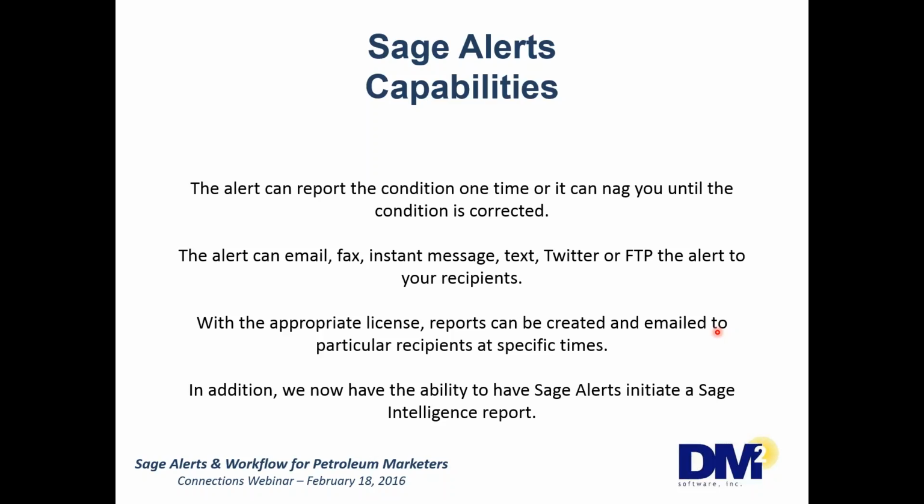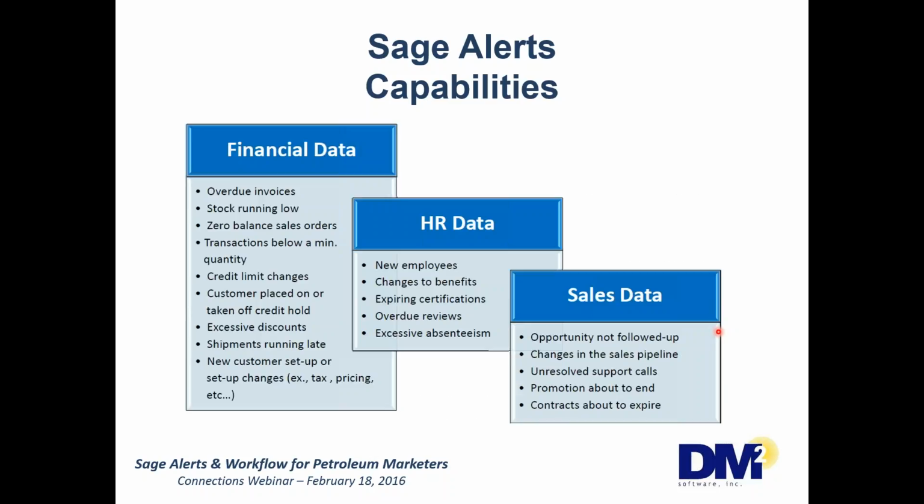The screen gives a small sample, again, of some of the data that can be used for alerts. Financial data would be coming from the main system. HR data would be coming from your payroll system. And sales data could be coming from CRM. You are only limited by your imagination.